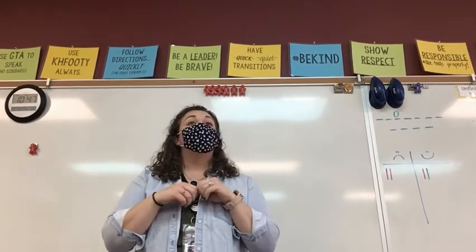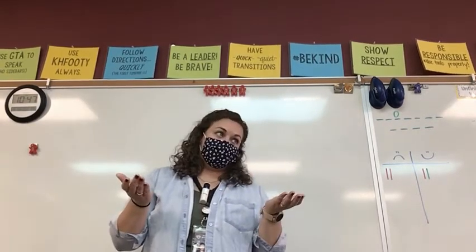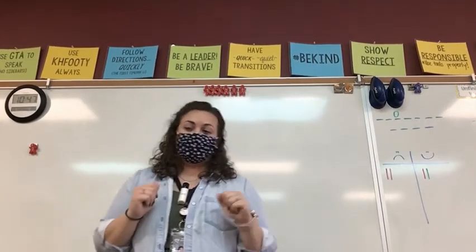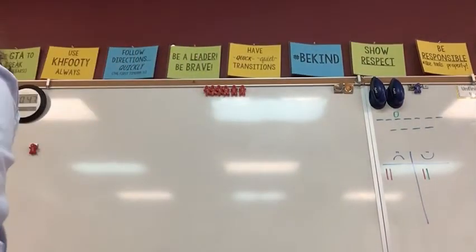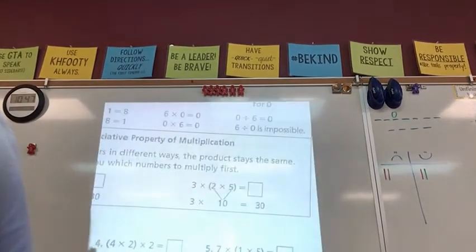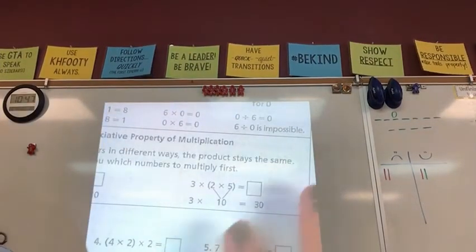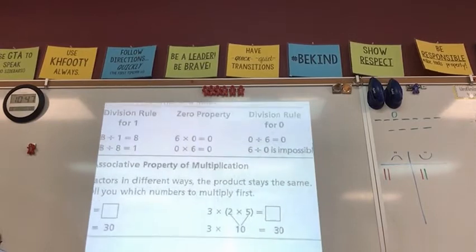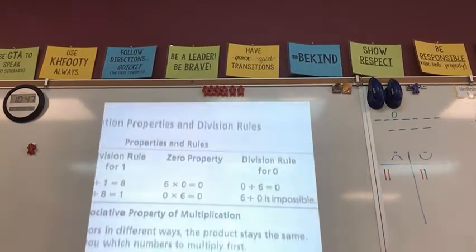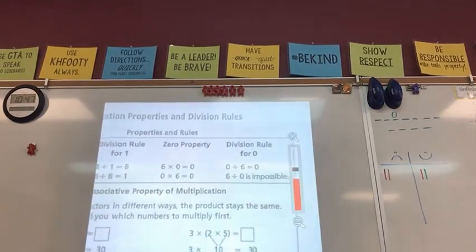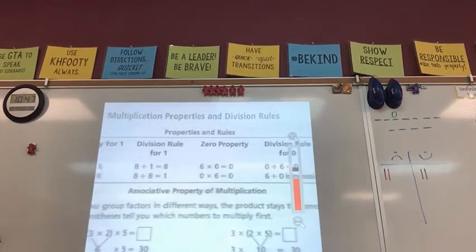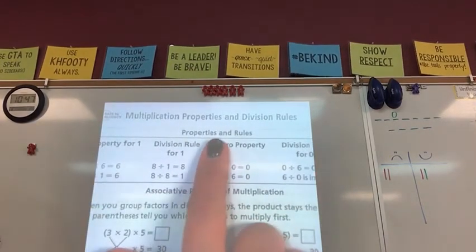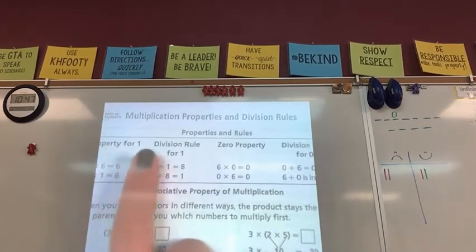Activity número dos is the properties and rules. So let's check them out. This is going to be kind of a quick activity. When we're looking at this, there are several rules and/or properties for our zeros and ones. And here's our first one: the multiplication property for 1.